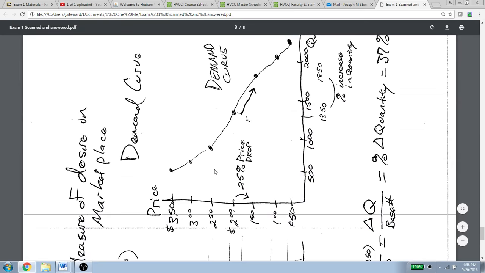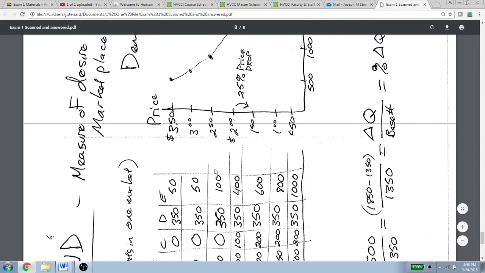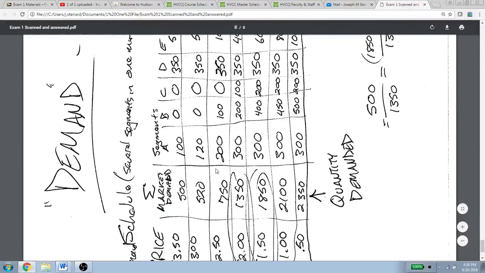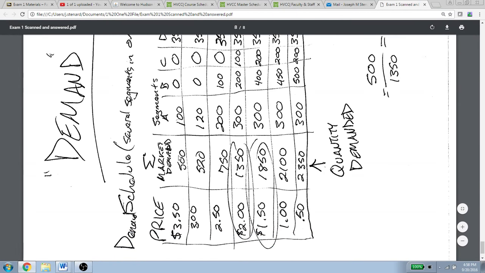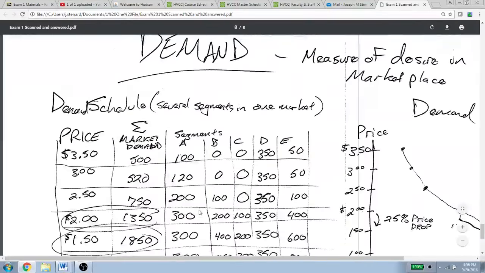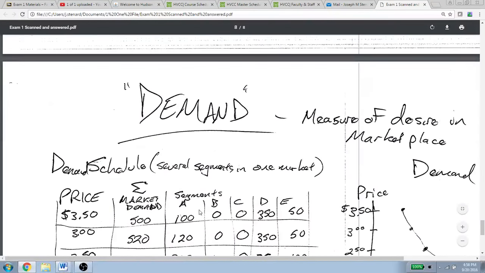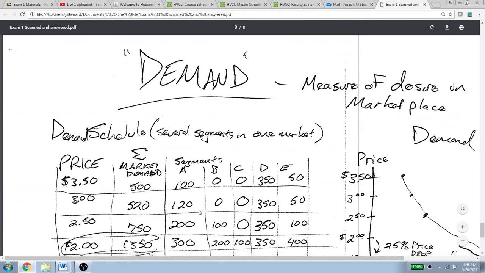And then finally, I just have some notes here from today's discussion. I show how the demand schedule is put together. Let me see if I can. There we are. So what we have here is the demand is the measure of desire in the marketplace.